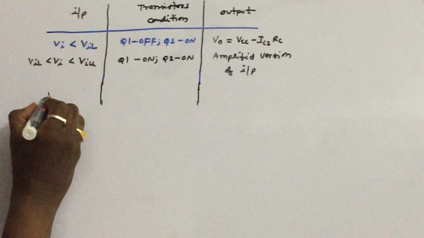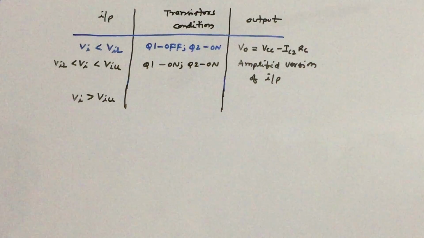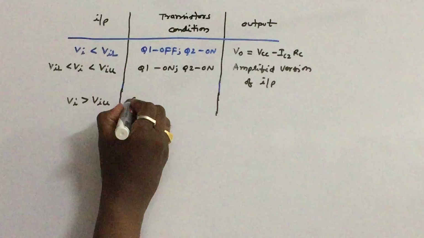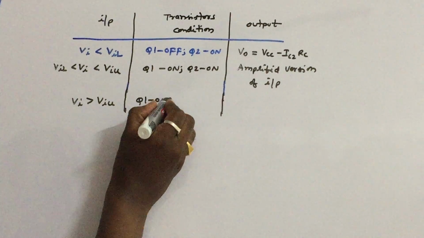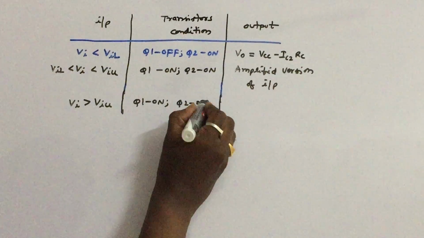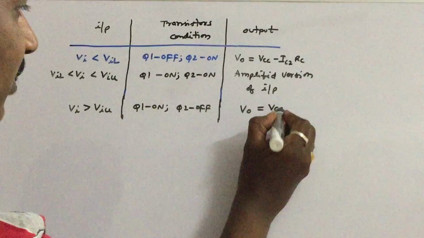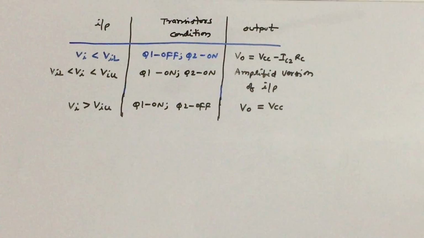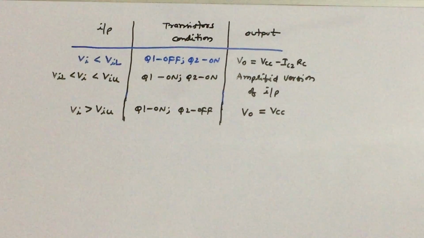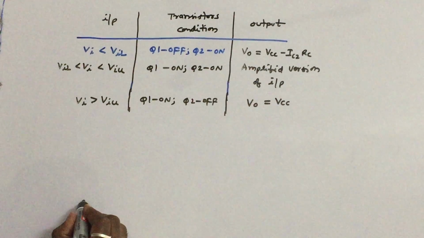So let us see the third case we have taken, when the input voltage is greater than VIU, upper limit. So Q1 will remain on. Under this condition, Q2 will be turned into off condition. So therefore, what is the V0 we got? V0 is equal to VCC. So based on this, let us plot the transfer characteristics. Very simple.